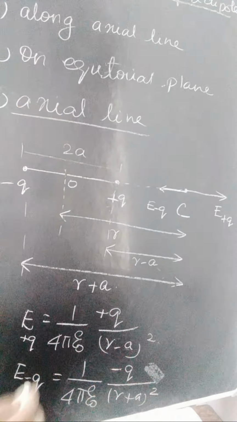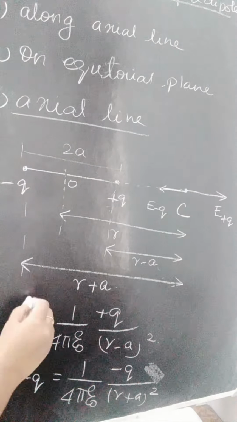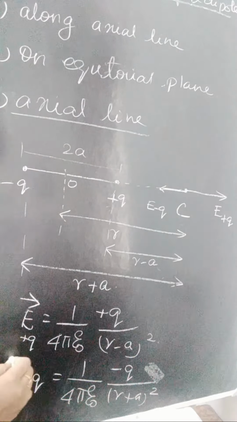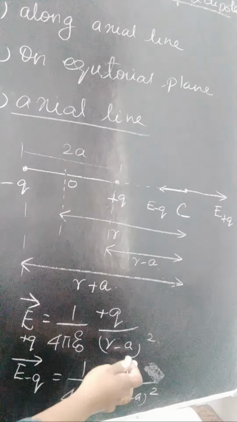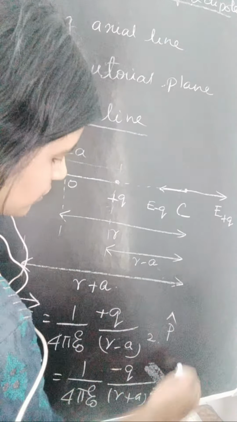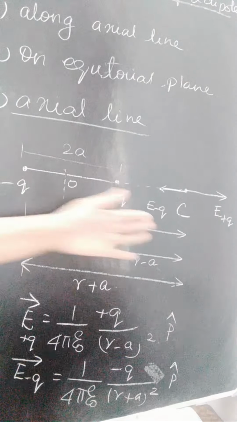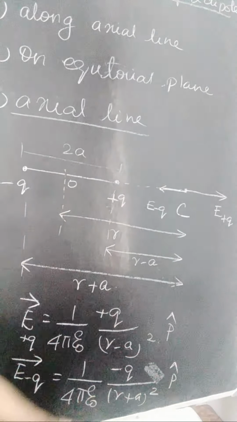So here we have to give minus Q over R plus A the whole square. Or if you want to mention it in terms of vector, we have to use the vector quantity. Put a vector symbol. What is the vector value we are using now? P cap. For the dipole, P cap we are using. Okay, we can take plus i minus i also, but at last again we have to change.